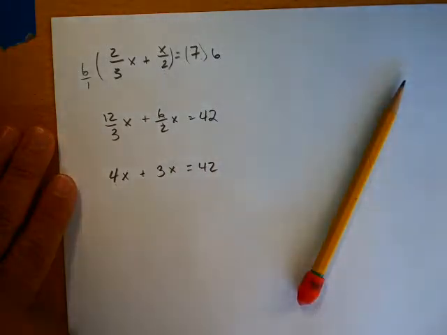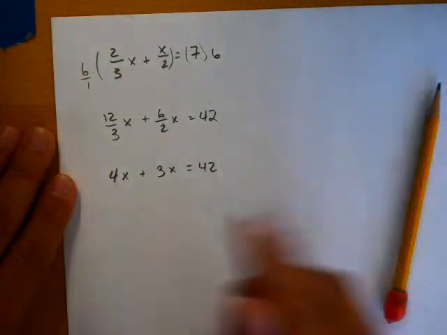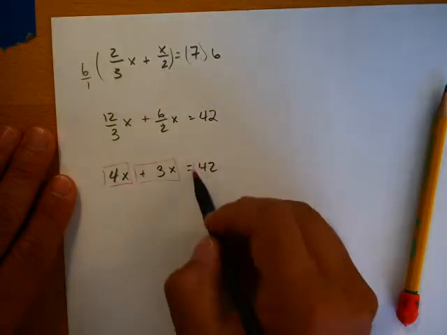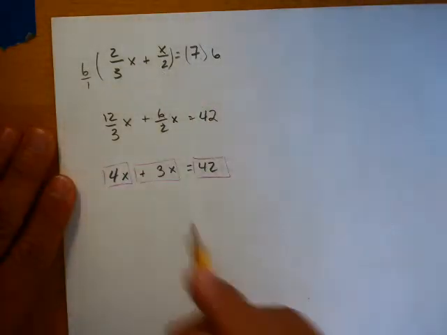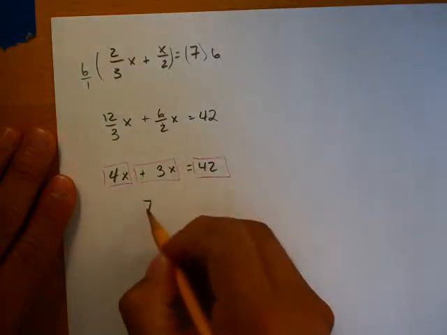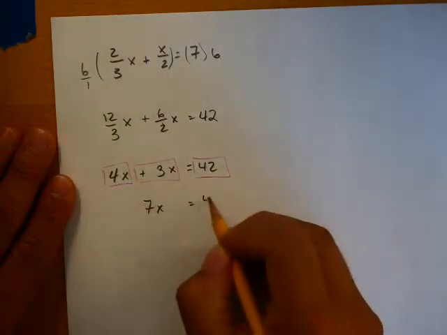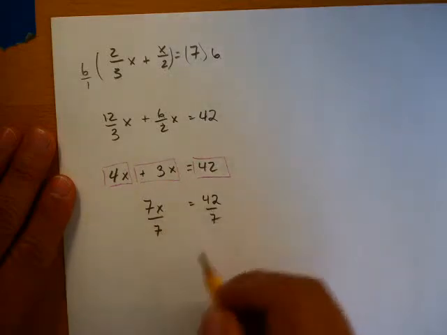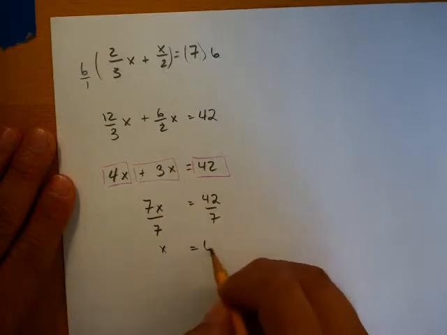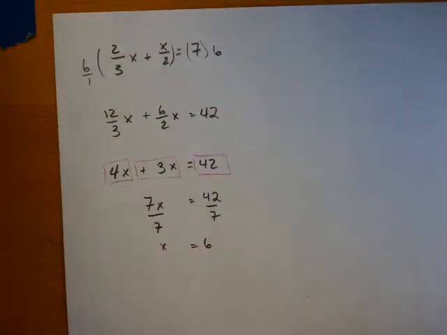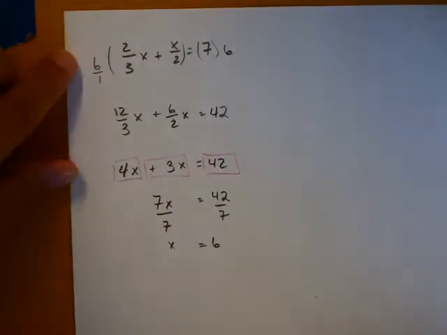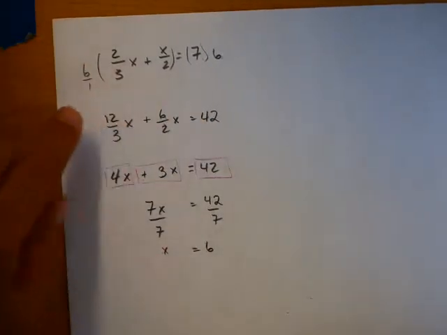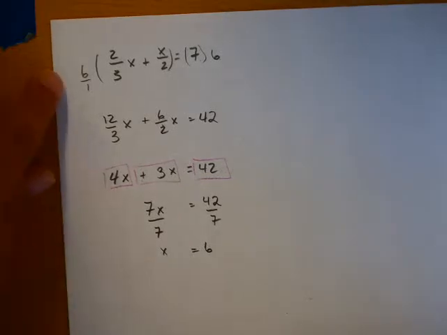Hey, check this out. Where'd all my fractions go? They all disappeared. Now, 4 plus 3 is 7 x's equals 42. And we're going to divide both sides again. We get x is equal to 6. So, the strangest thing just happened. I multiplied by the common denominator throughout the entire problem, and my fractions dropped away.